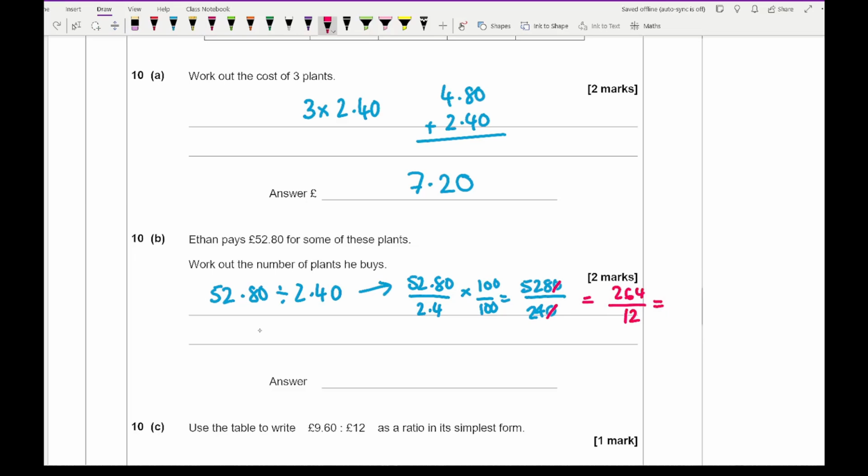I can then divide again by 2, which gives me 132 divided by 6, and then from this I can do my bus stop, because I've now got a single digit. I don't need to do any long division. So I've got 0, I've got 2, remainder 1, and then 2, so the answer then is 22.